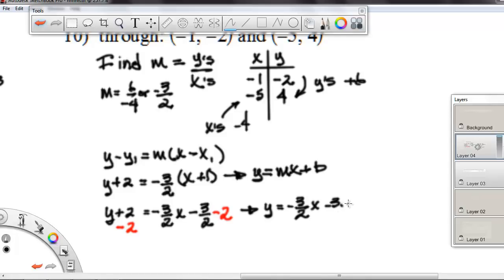Now I'm going to use a calculator to figure out this next part, and if you plug it in using the calculator, you get a negative 3.5, and the fraction form of the decimal negative 3.5 is a negative 7 halves. Either one of those answers is correct.